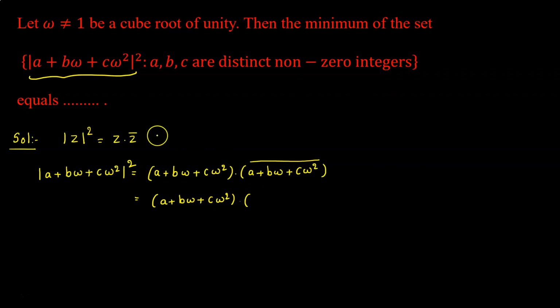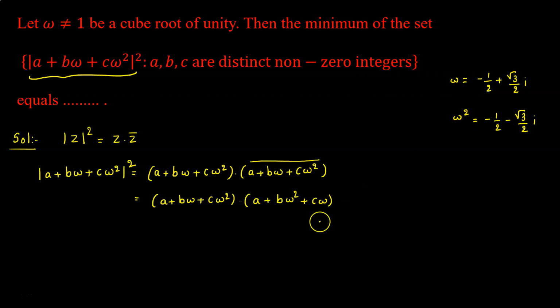we can split this. a bar is nothing but a, plus b bar is b, omega bar is omega square, so we have b omega square, plus omega square bar is c omega, because we already know that omega is minus half plus root 3 by 2 iota. And what is omega square? Omega square is minus half minus root 3 by 2 iota. So they are actually complex conjugates of each other.